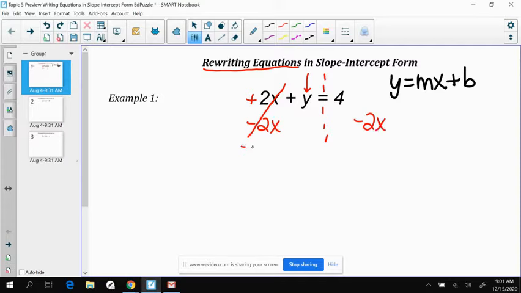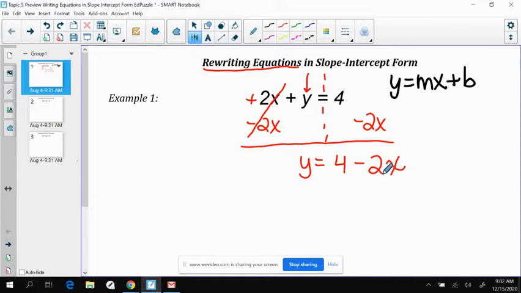Now, there is a specific reason why I did not line them up vertically. 4 and taking 2x's away are not like terms and therefore cannot be combined together. So all that is remaining on the left-hand side is the variable y. And on the right-hand side, we have a 4 taking 2x away. And once again, those are not like terms, so they cannot be put together.